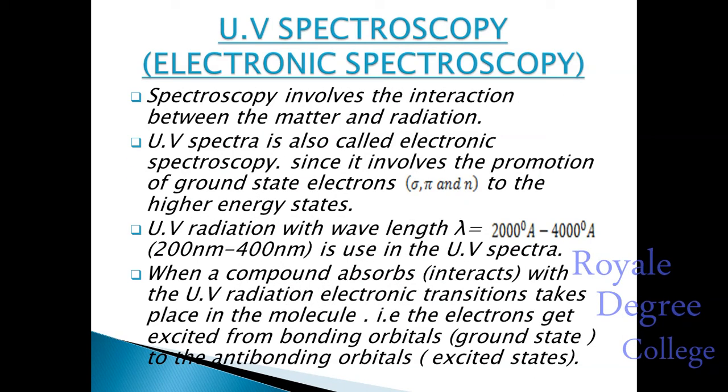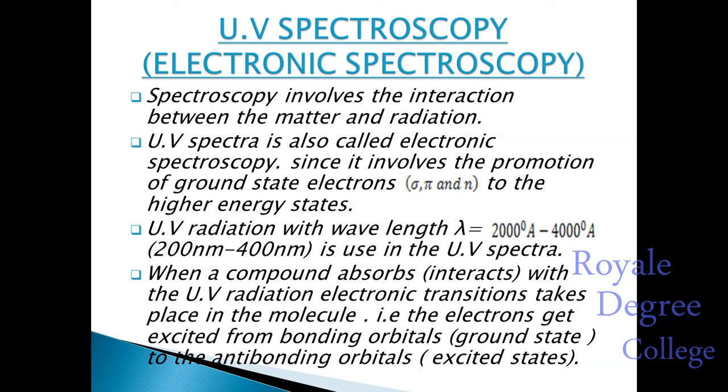First of all, we'll study UV spectroscopy. Spectroscopy involves the interaction between matter and radiation. UV spectra is also called electronic spectroscopy, since it involves the promotion of ground state electrons, that is sigma, pi and n, to the higher energy states. UV radiation with wavelength lambda equal to 2000 angstrom to 4000 angstrom, that is 200 nanometer to 400 nanometer, is used in the UV spectra.